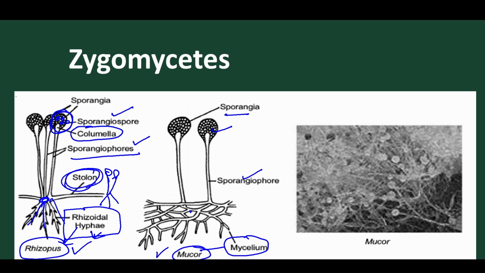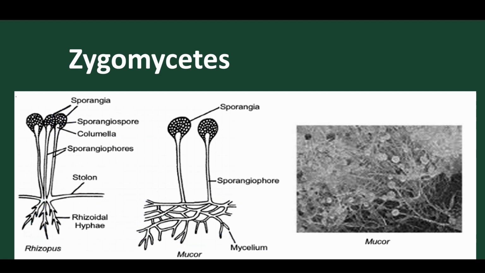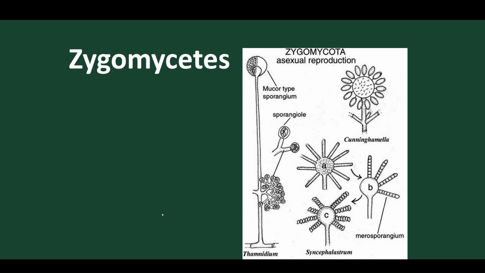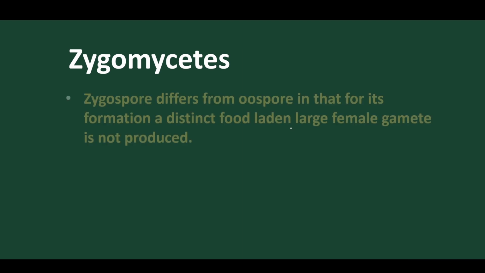Rhizopus and Mucor. So in Mucor we find a mycelium-like network present at the lower end. And these are the exposed parts, sporangia, that produce sporangiospores for the asexual mode of reproduction. Okay, so this is how asexual reproduction takes place in sporangia. For that, this is a Mucor present, sporangia, and all this.